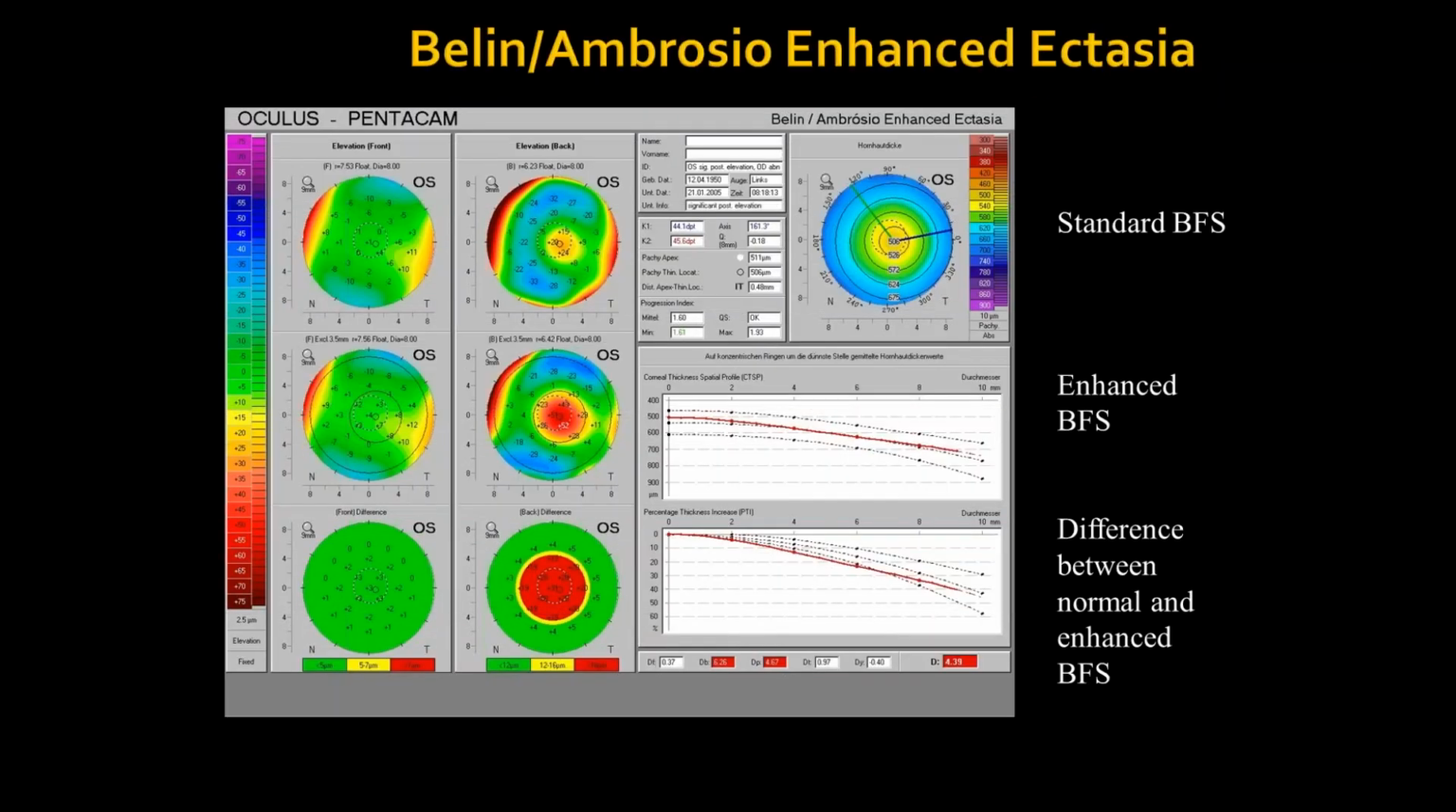Now we can see an entire display of the original Belin-Ambrosio enhanced ectasia display, and we can see the standard best fit sphere, the enhanced best fit sphere, and the difference between the two. Here on this side is the anterior surface, and on this side, the posterior surface. In this particular case, the anterior surface didn't have much going on. So there really wasn't much difference between the enhanced best fit sphere and the standard best fit sphere. The difference is virtually non-existent. But looking at the back, there is quite a difference, and you can see that in the difference display.